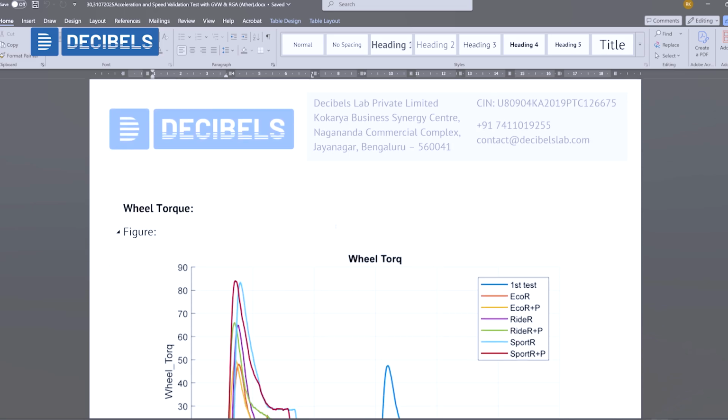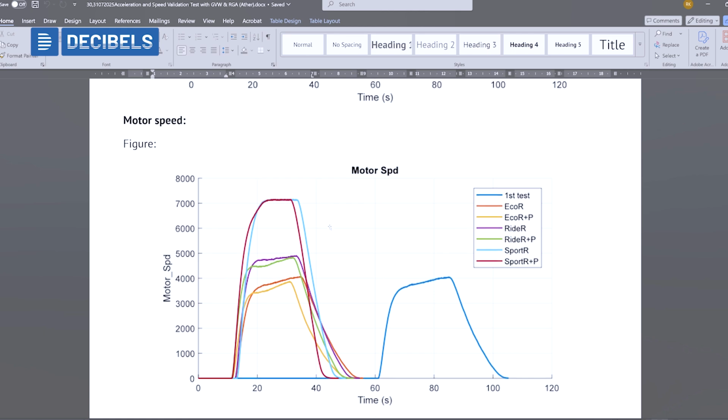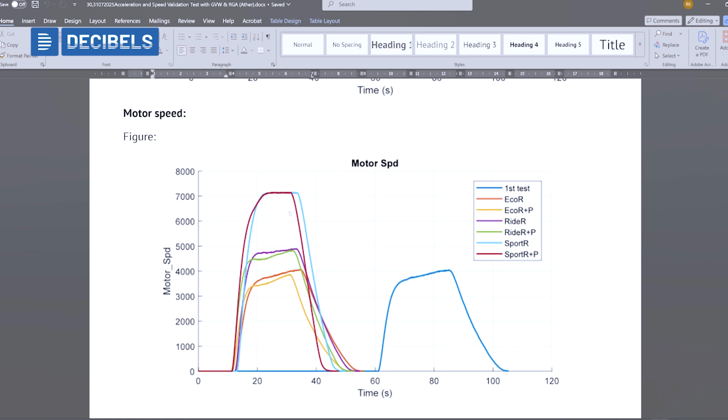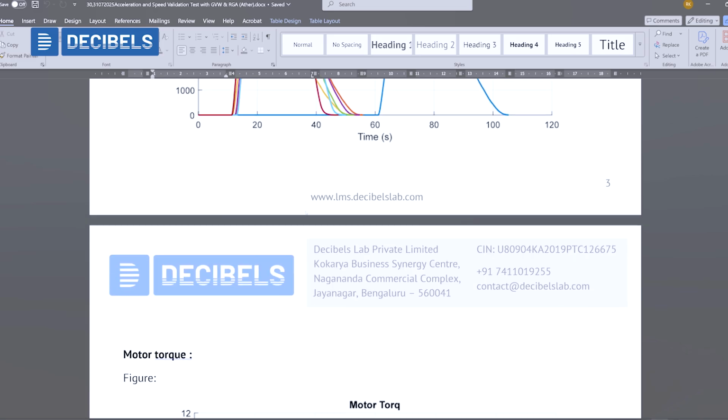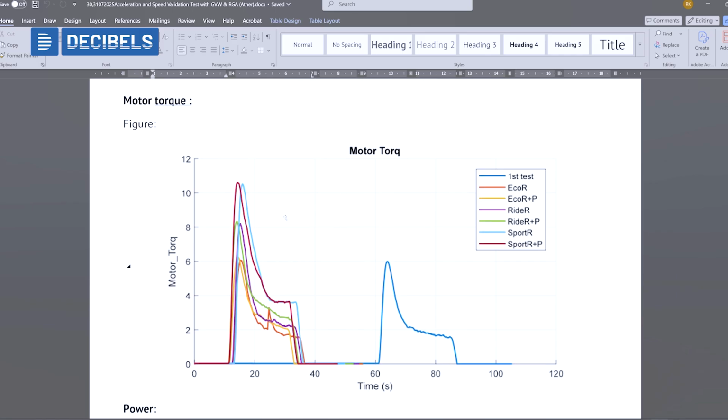So we'll take a look at the motor speed. You can see the maximum motor speed, because sport mode is going to 7,000 rpm. That is a limit of this motor. And how well is the motor performing? In this case, it's around 11 Newton meters of torque produced in the acceleration testing. And for different modes, what is the maximum motor torque? How they have limited the torque available with respect to each mode of the vehicle operation.